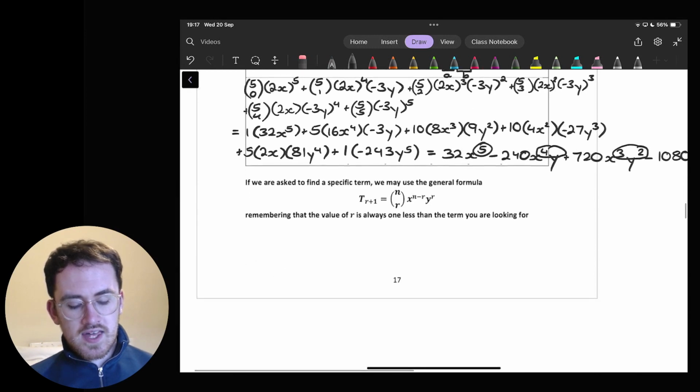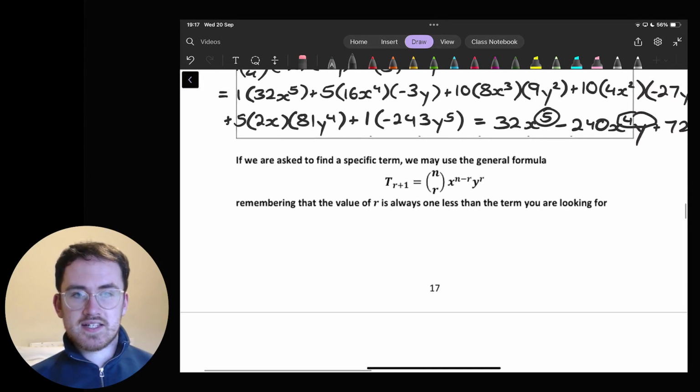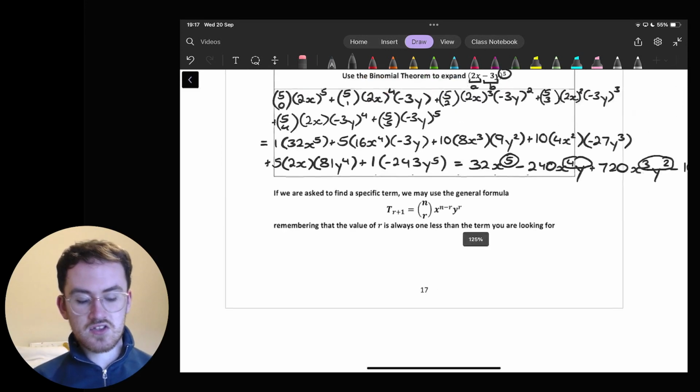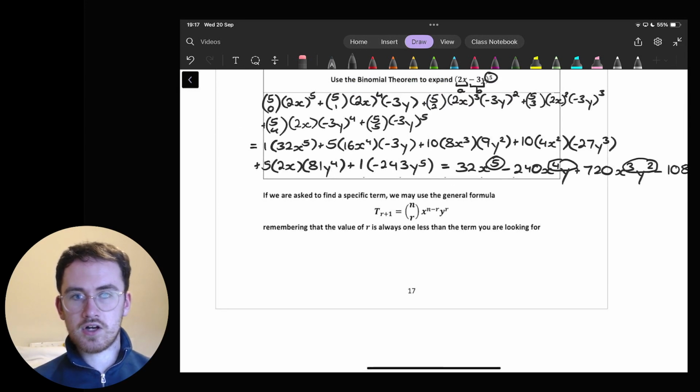So we're going to look then at how we might find a specific term. Say we didn't want to just draw out our whole expansion. Say we were asked to compute an expansion to the power of 10 or to the power of 15 or something bigger, then that would take us a considerable amount of time, looking at how long just an expansion to the power of 5 took us to do.